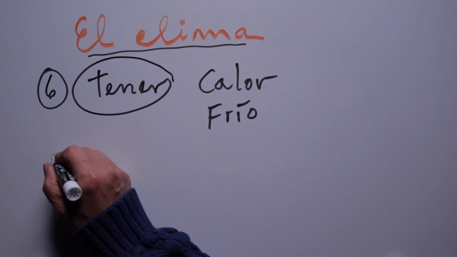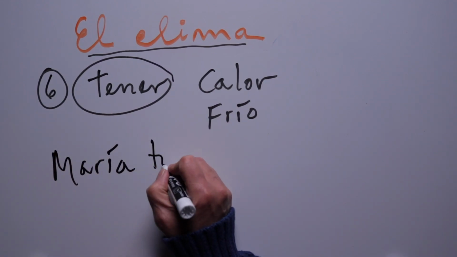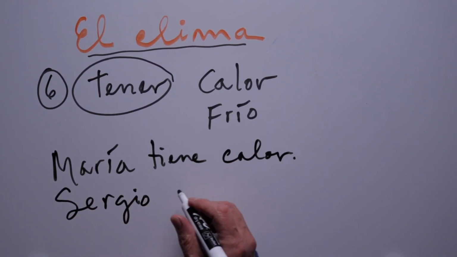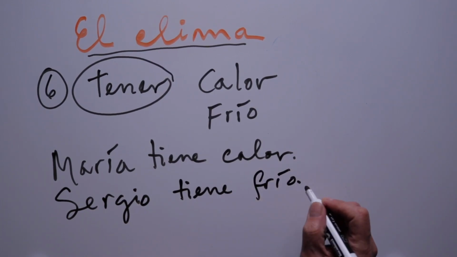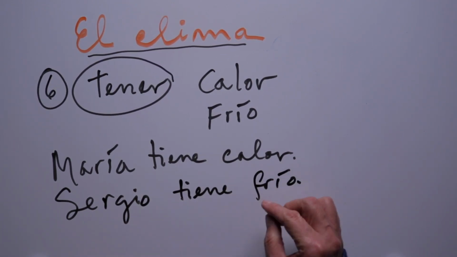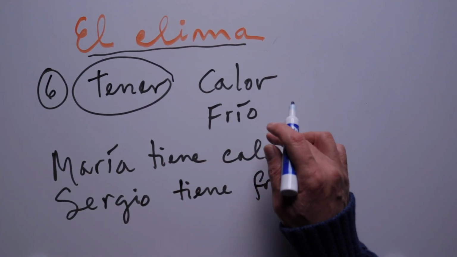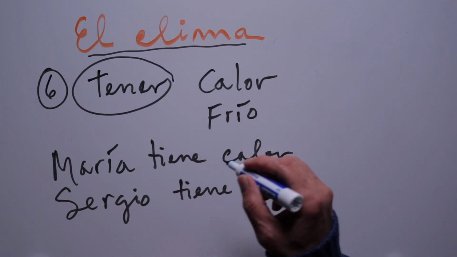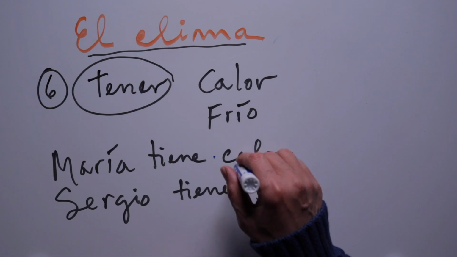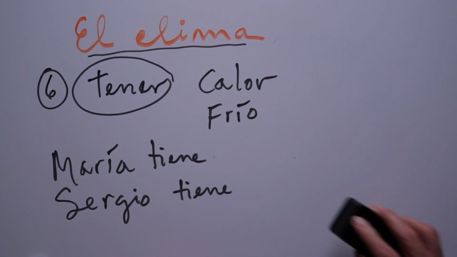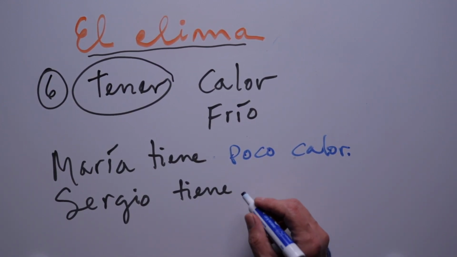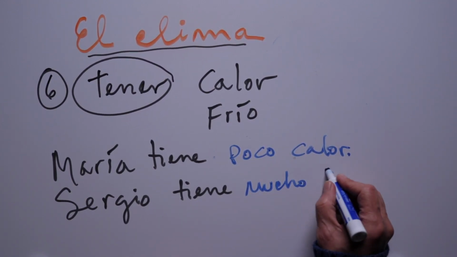For instance, we can say, María tiene calor. Sergio, as you can see me with this sweater, tiene frío. Now, since calor and frío are nouns, you can intensify that as well using an adjective. You can say mucho or you can say poco, and you have to put it in front of the noun. We will say María tiene poco calor. And we will say Sergio tiene mucho frío.